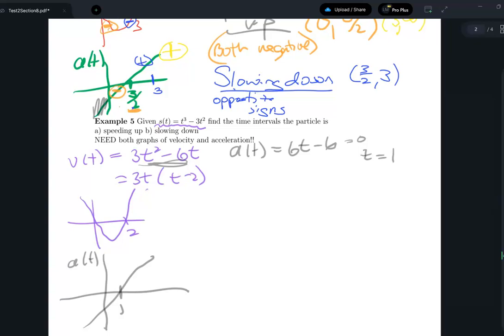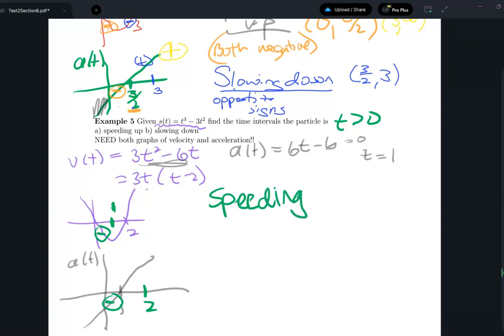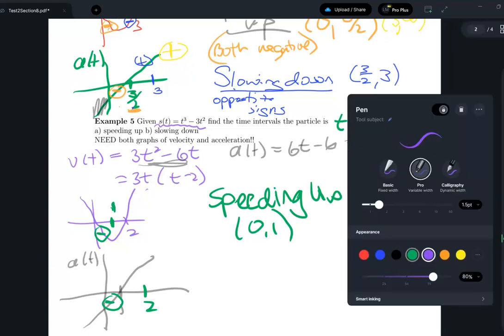All right, now let's look at the signs. And again, let's do t's bigger than 0. I can see that 1 must be right there and 2 must be here, just comparing the graphs, right? Looking here, I see negative below the x-axis, negative below the x-axis, so I know it's speeding up between 0 and 1.